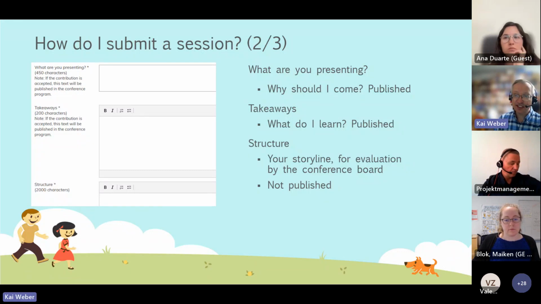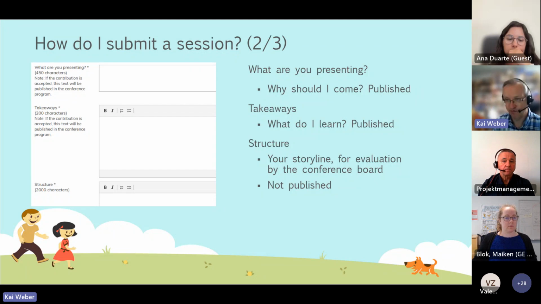The takeaways are also published. It's also to your audience so they can have a couple of bullet points. What do I learn? After I hear this talk, I know how to contribute with agile teams. I know what a definition of done is in agile terms and so on. These first 2 are going to be published, so they are your chance to describe your session to the audience.